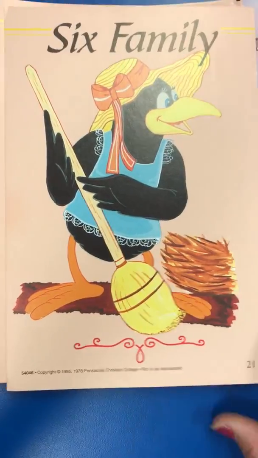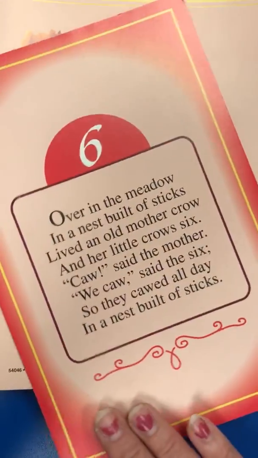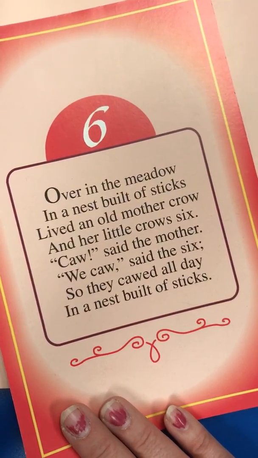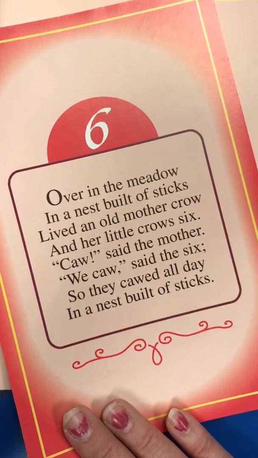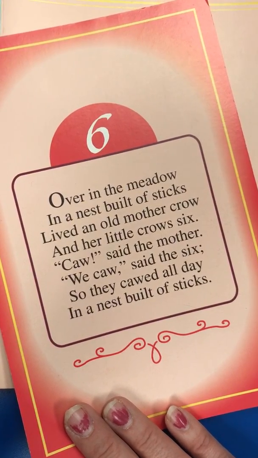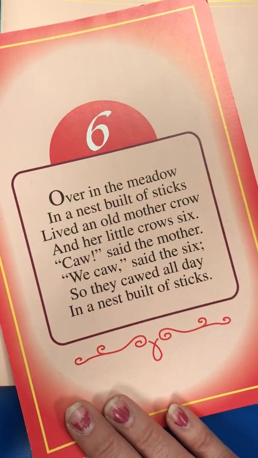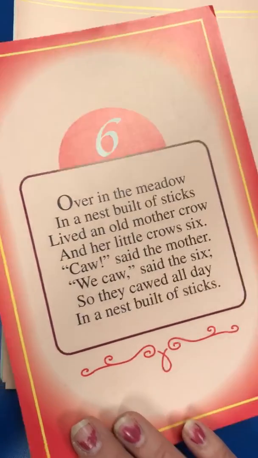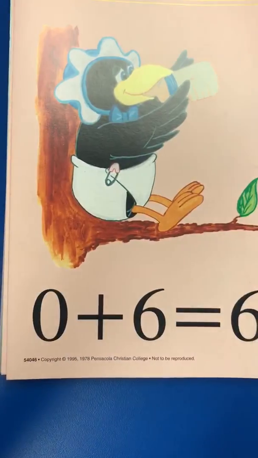Who's next? The crow family. 6 family. Over in the meadow in a nest built of sticks lived an old mother crow and her little crows 6. Caw, said the mother. We caw, said the 6. So they cawed all day in a nest built of sticks.